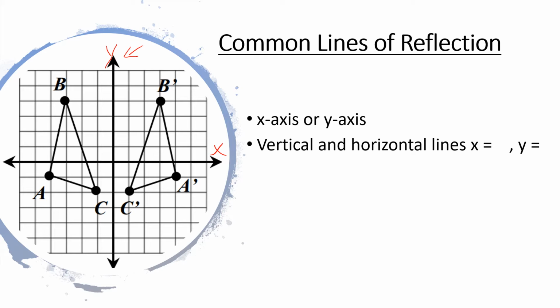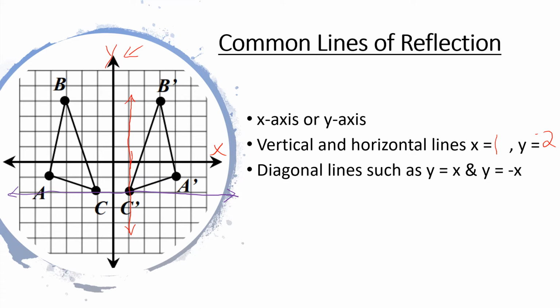We also have vertical and horizontal lines such as x equals 1 or y equals -2. X equals 1 will simply go through the x-axis at 1. So trying to draw a straight line here, but it crosses the x-axis at 1. So that would be a vertical line of reflection. And then y equals -2. Trying to draw a straight line here through y equals -2. And we also have diagonal lines such as y equals x and y equals -x.